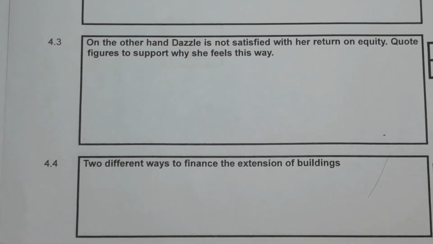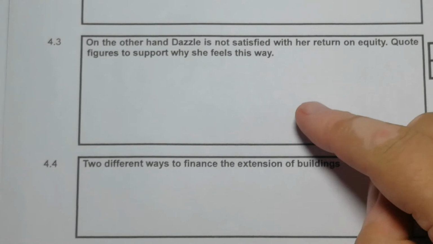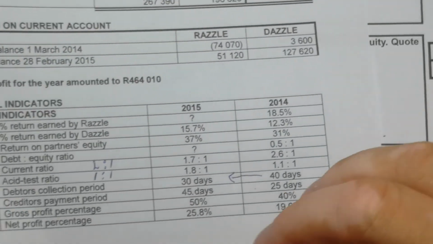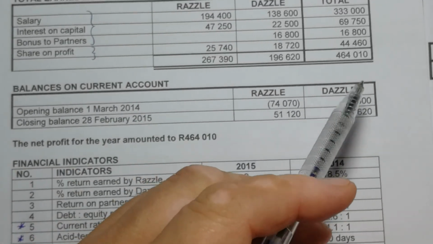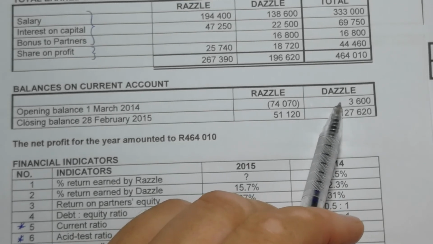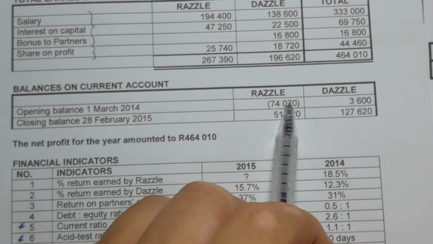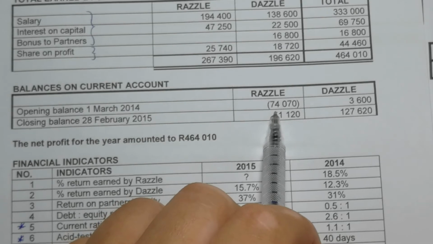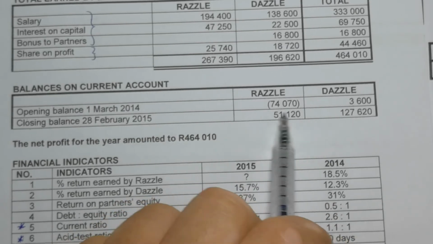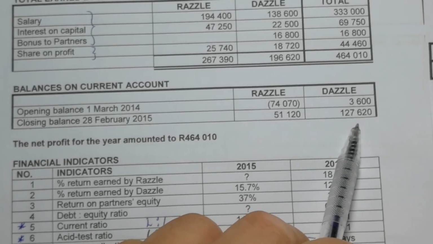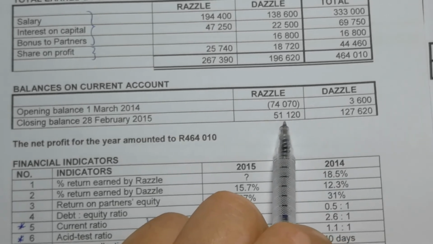4.3. Dazzle is not satisfied with the return on equity. Quote figures to support why she feels this way. Dazzle started off with a balance in a current account of 3,600, which is not a lot. However, Razzle had a negative balance of 74,000 Rand. Dazzle got more than a fair share of the profit. As a matter of fact, she got way more than Razzle.